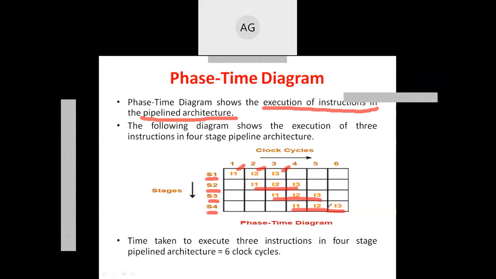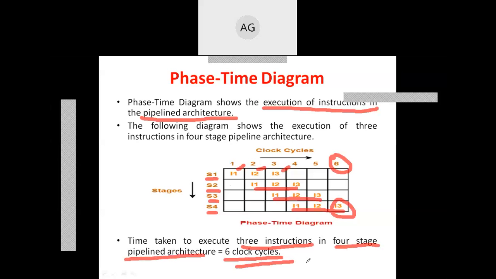So as you can see here, in the four-stage pipeline, I3 occurs at the sixth clock cycle. So the time taken to execute the three instructions in a four-stage pipeline architecture is six clock cycles.